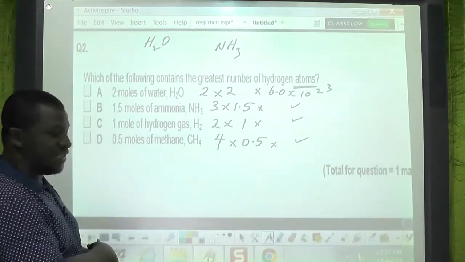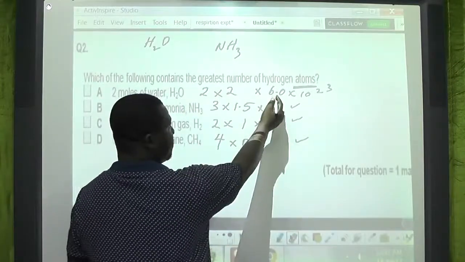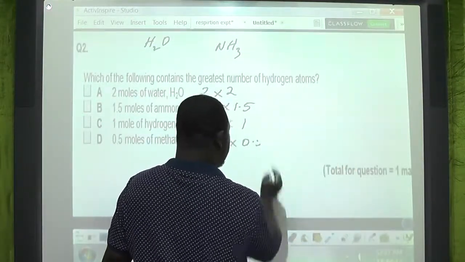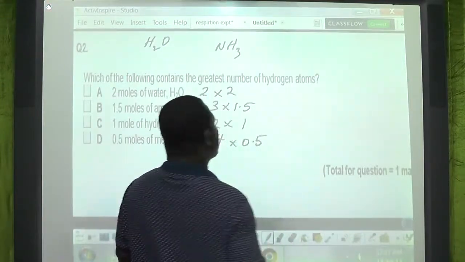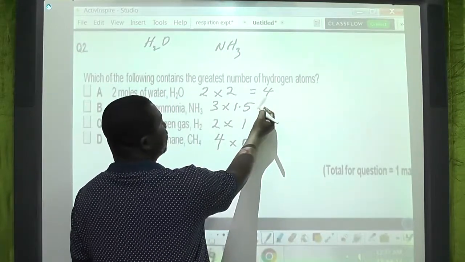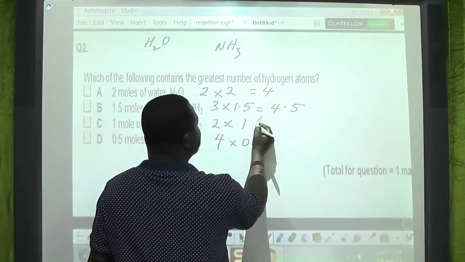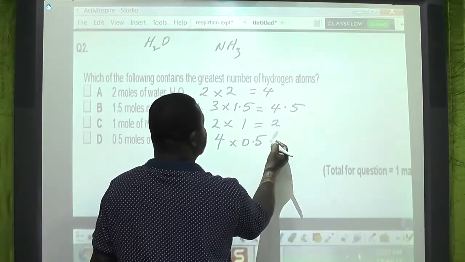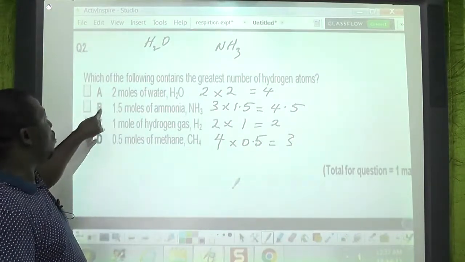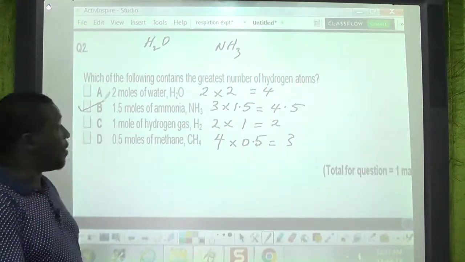Which one will give us the largest answer now? Let's do away with this because we do not really need it for this question. But in some questions we may need it, and we'll come across such questions later. So this will give us 4 multiplied by 6.0 times 10 to the power 23. This will give us 4.5 multiplied by that. This will give us 2 multiplied by that, and this will give us 3 multiplied by that. Obviously, the ammonia, 1.5 moles of ammonia, is our answer here.